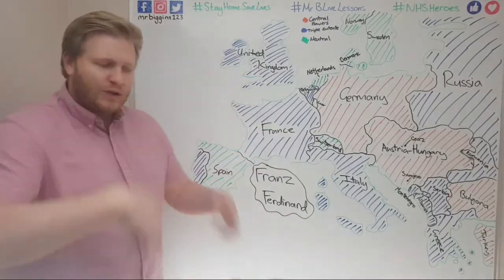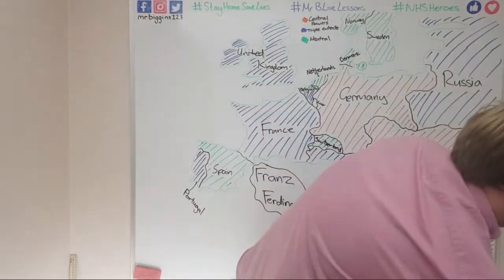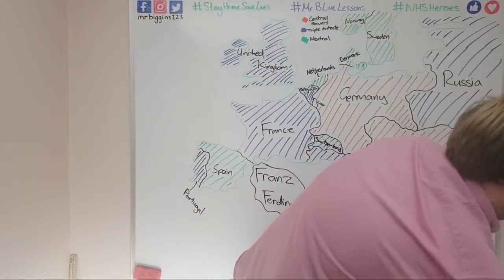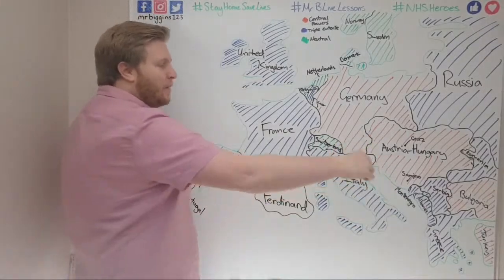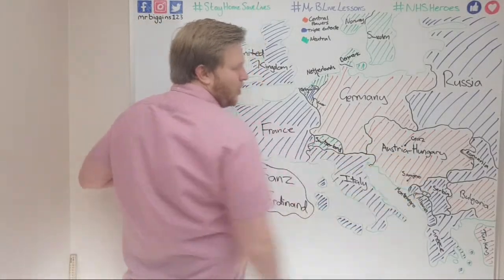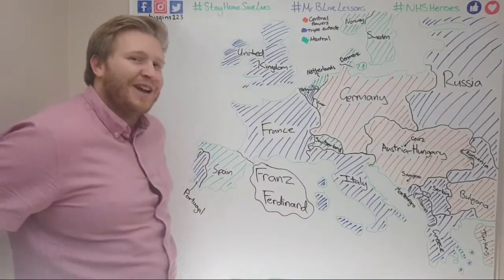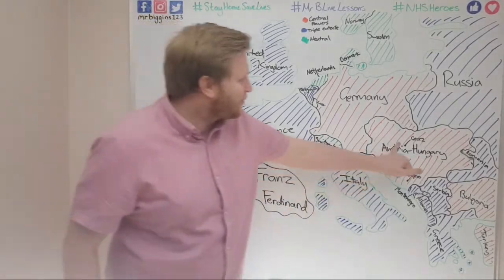So let's roll back a little bit, okay? And let's start to learn a little bit about our man Franz Ferdinand. Franz Ferdinand was born in a town called Graz, which was in Austria-Hungary. Okay, so it's around about here.